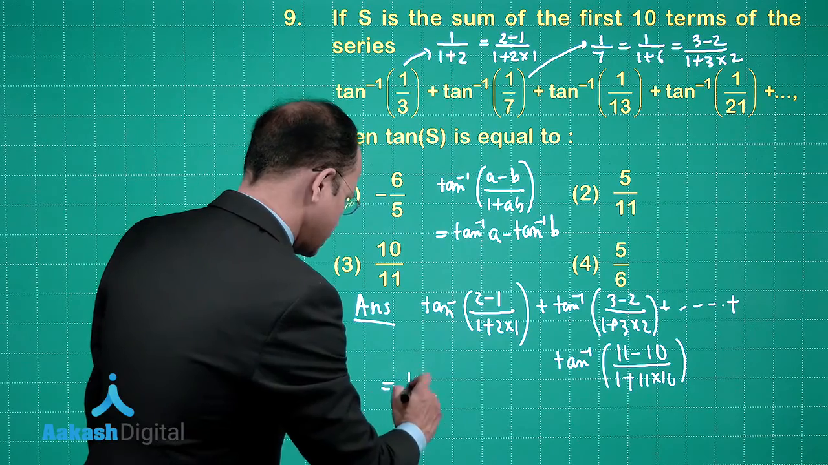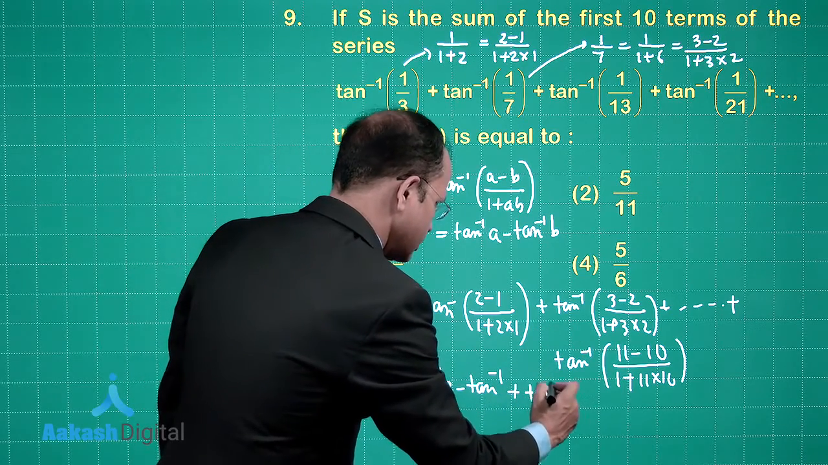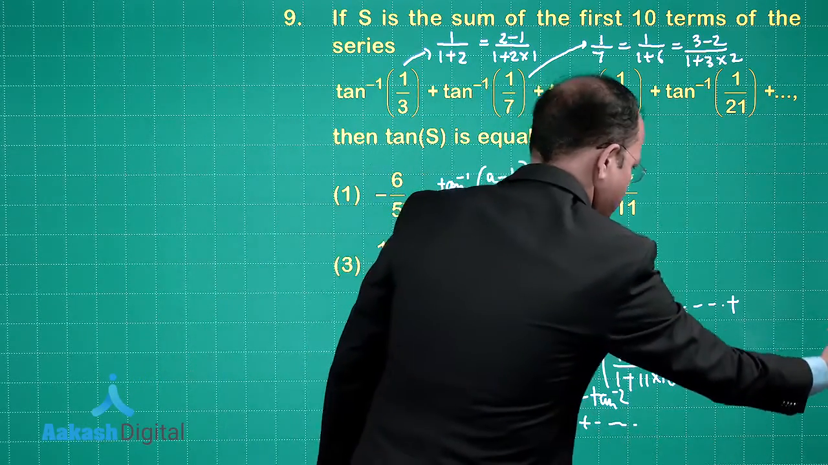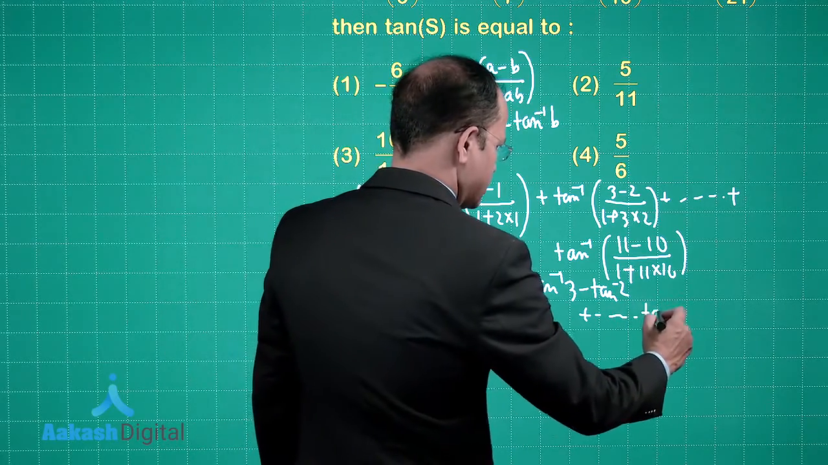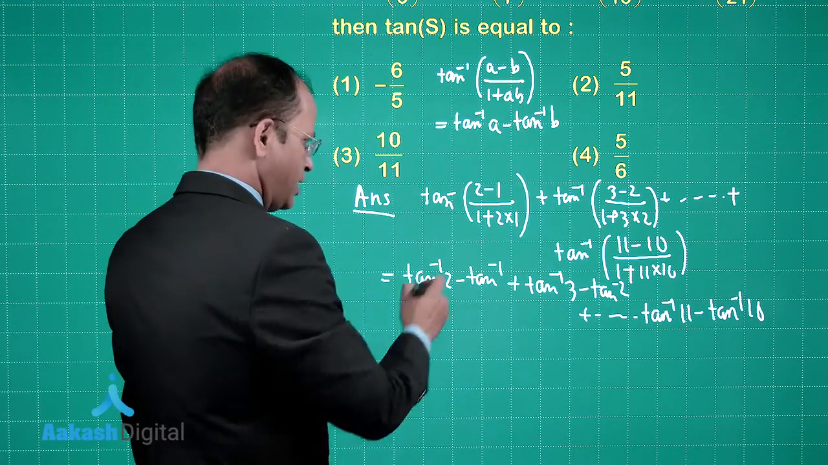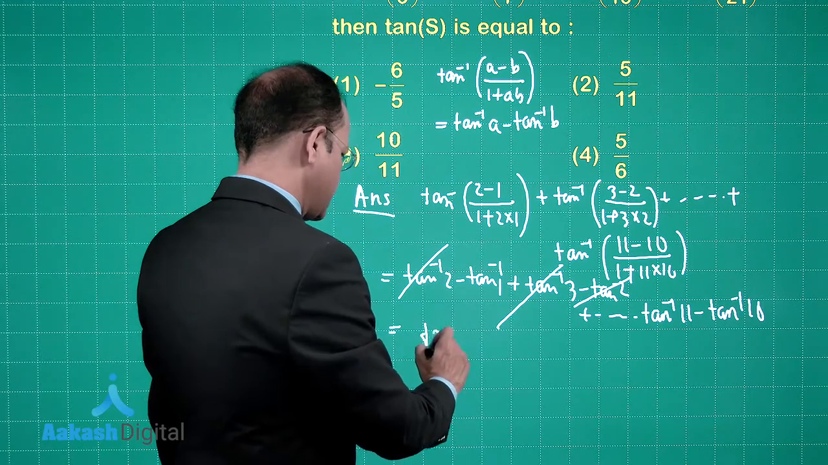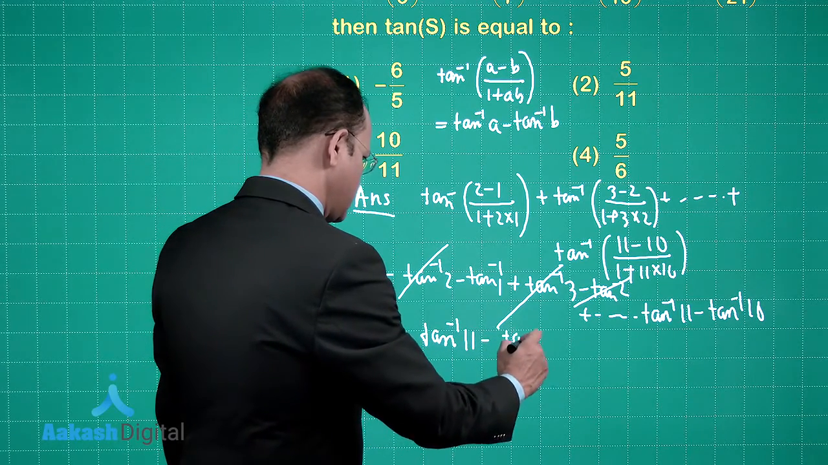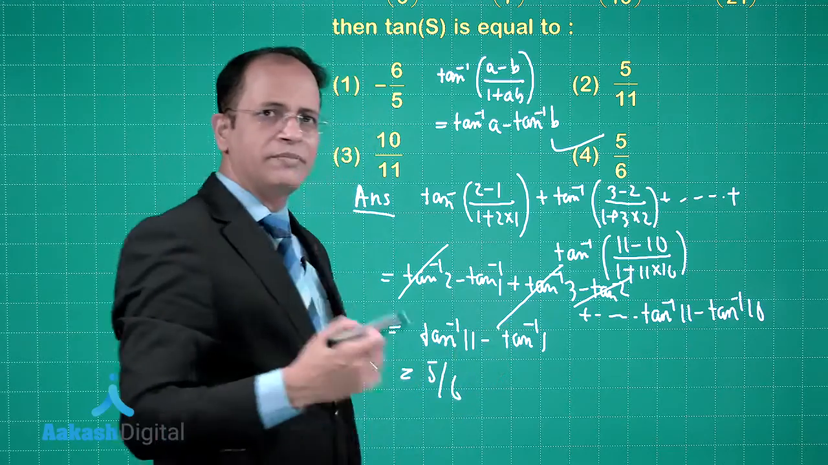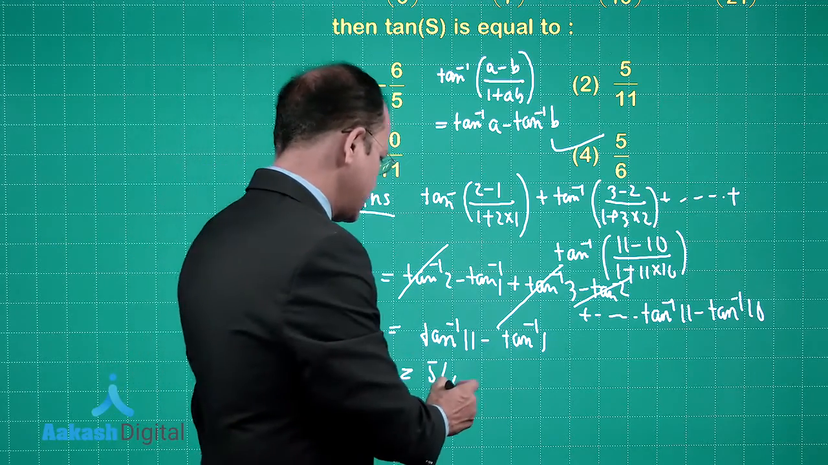So here the properties can be used, that is tan inverse 2 minus tan inverse 1, and here again we can write tan inverse 3 minus tan inverse 2, got it? And we can just take so on, and we can just write it down as we have tan inverse 11 minus tan inverse 10. So all the terms will be cancelled and we are left with the remaining part. So this is nothing but we have tan inverse 11 minus tan inverse 1. So once we substitute these values, we get fourth option. We use tan inverse a minus tan inverse b, that is tan inverse of (a minus b) upon (1 plus ab) we can write. Got it? So 5 by 6 will be the final answer we have.